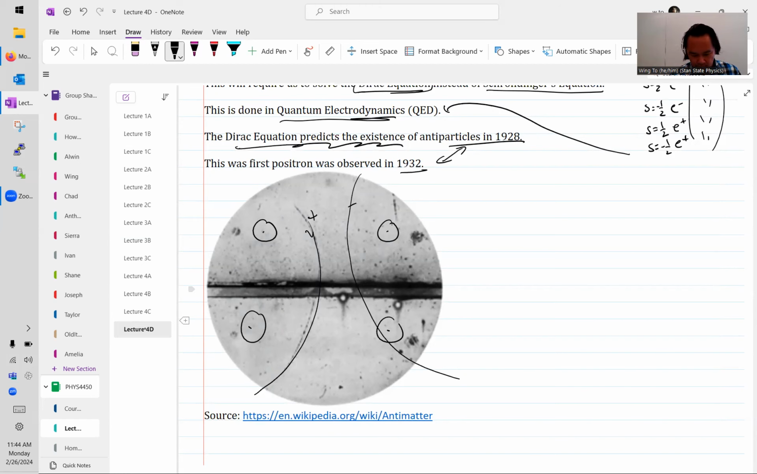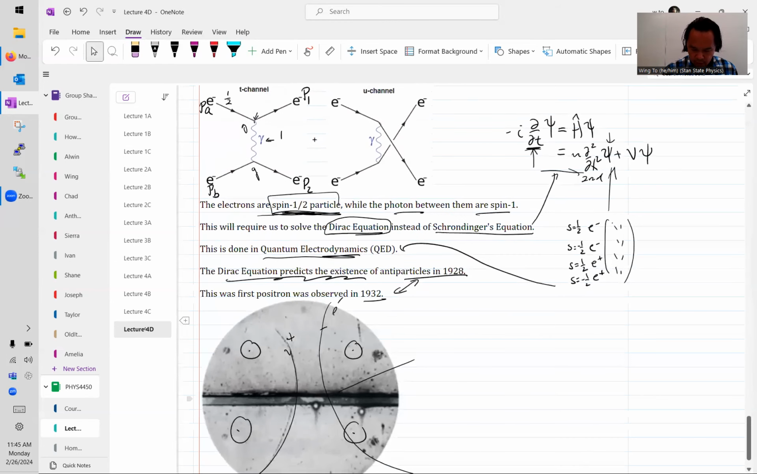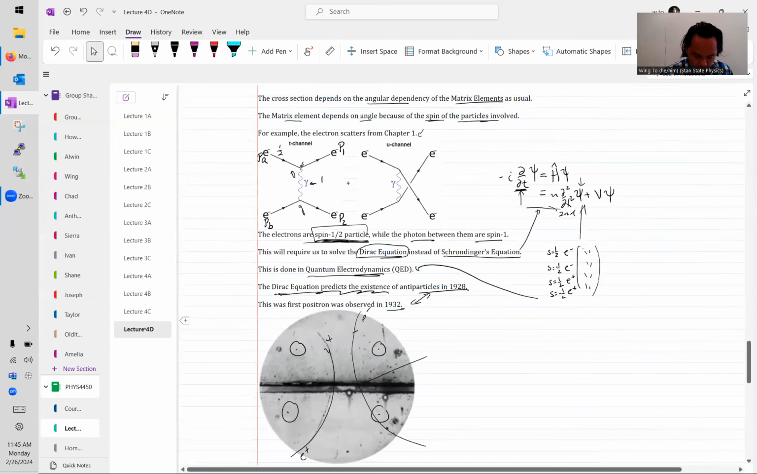What they found was that most of the stuff curves to the right, and these are the electrons. But sometimes we would get stuff that curves to the left instead, and these are the positrons. They had similar mass, up to the ability to measure at the time, because their radii of curvature are the same. Dirac literally just predicted antimatter, and there it was.